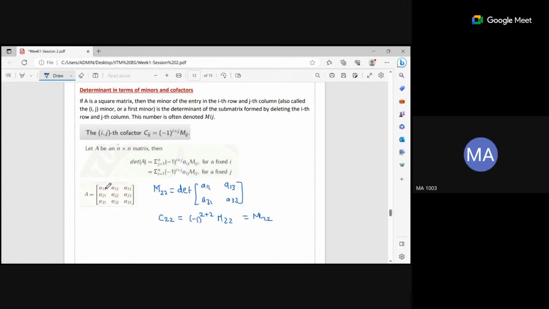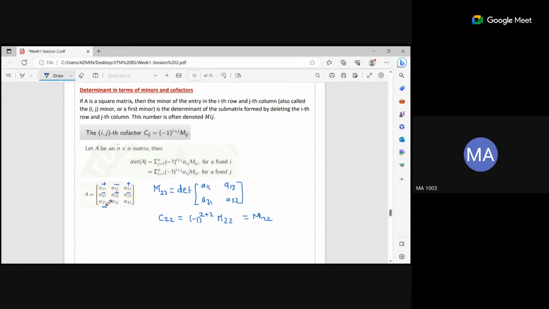You can see whether this term is positive or negative 1 just by looking at a 3 by 3 case. For a 3 by 3 case, what will be the sign of A11 for the cofactor? Positive. So this is positive, this is negative, then positive, and so on, alternating: positive, negative, positive; negative, positive, negative; positive, negative, positive. These signs are what is important here when compared to the minor.